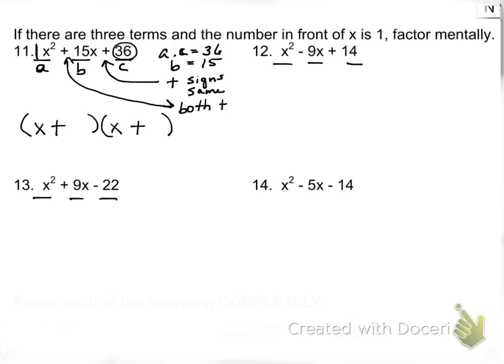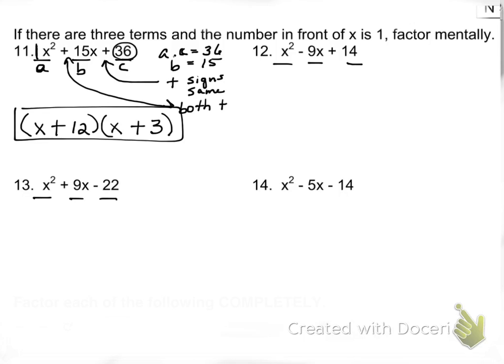Okay, so think factors of 36. We have 9 times 4. Well, that would add to be 13. We have 36 times 1. That would add to be 37. We have 12 times 3. That adds to be 15. So those are our two numbers. You put a 12 in one factor and a 3 in the other. And then that's your answer. And if you wanted to check it, you would FOIL this or double distribute and see if you end up with your original 1x squared plus 15x plus 36.